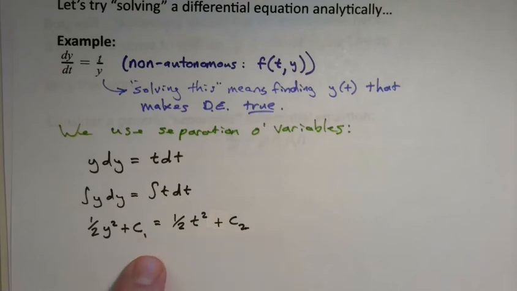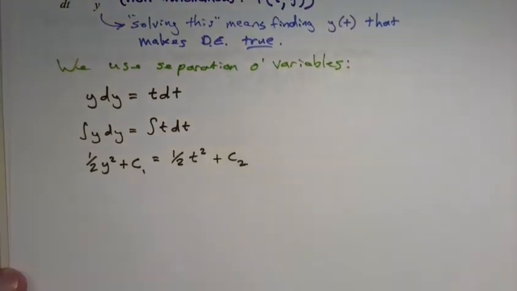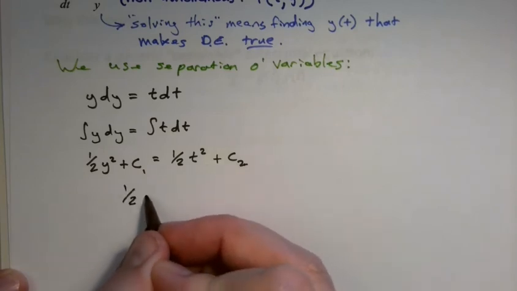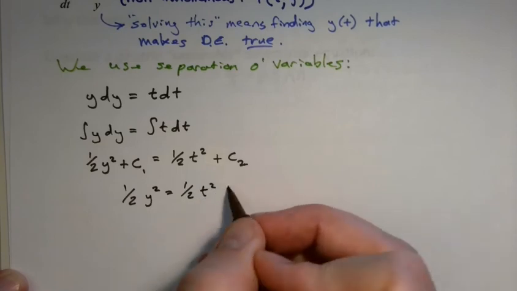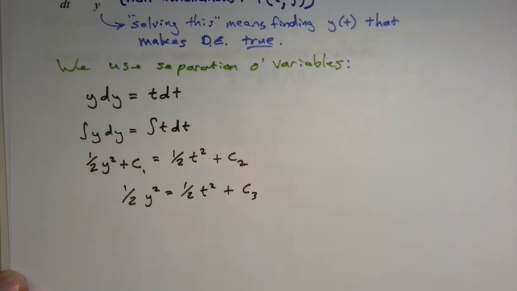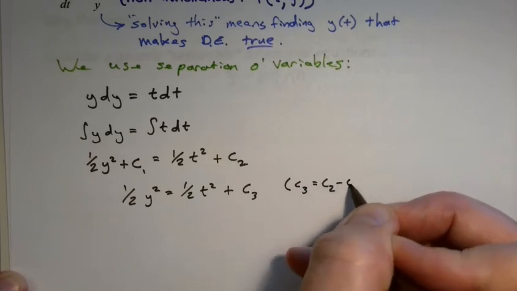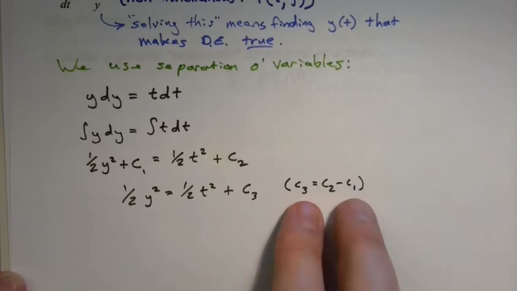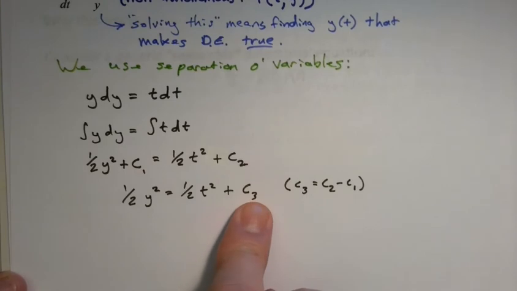So on the next step, remember, I'm trying to find a function y of t, so I'm going to subtract the c1, get that to the other side, and I'm left with 1/2 y squared equals 1/2 t squared plus some new constant I'll call c3, where c3 is equal to c2 minus c1. Now I'm keeping track of my constants on this side because these two are constants from integration. That's the combination of those two.